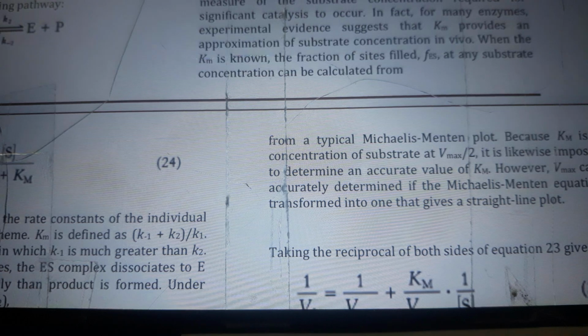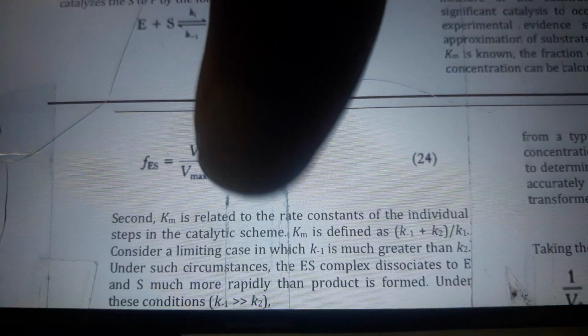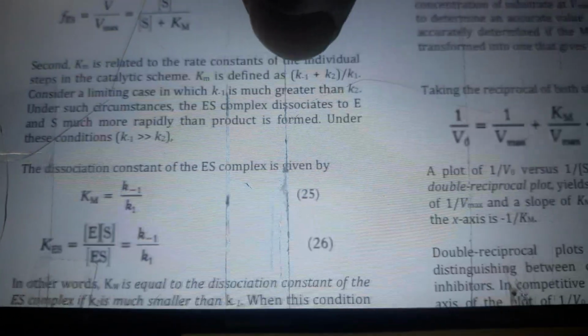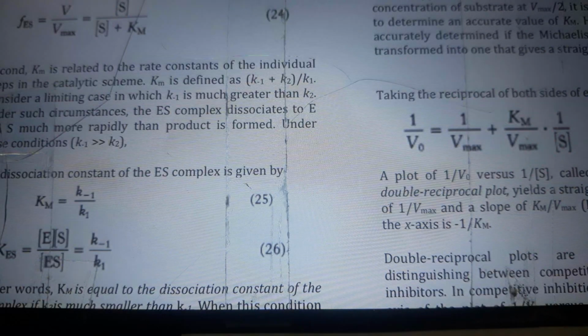For many enzymes, experimental evidence suggests that Km provides an approximation of substrate concentration in vivo. When the Km is known, the fraction of sites filled, FES, at any substrate concentration can be calculated from the formula FES, which is equal to V by Vmax, which is equal to S over S plus Km.